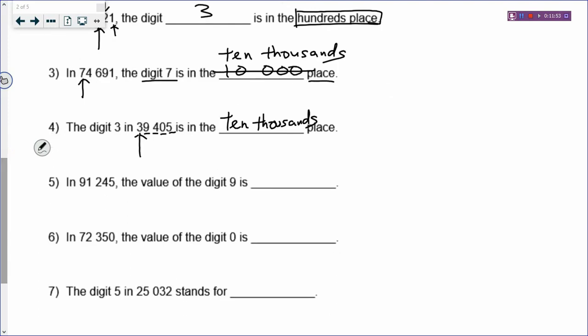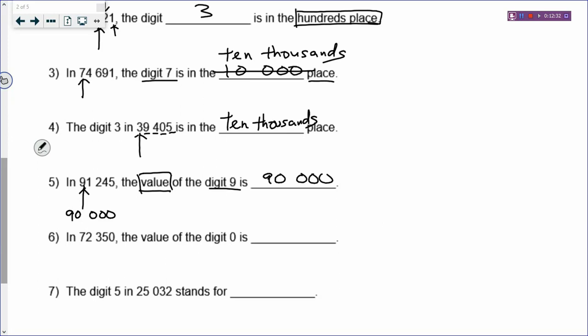Okay, now next one, value. In 91245, Mr. is going to just call the digits one by one, like 91245, instead of saying 91,245, which is very tedious. So in 91245, the value of the digit 9. Now when you see the word value, your answer will have to be in numeral. So you look at the digit 9. What is the value of this digit 9? It is in the 10,000 place. So the value is 90,000. Which means that you have to write your answer in numeral.